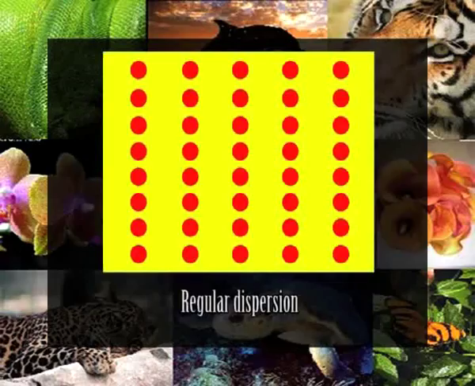Now, regular or uniform dispersion. In this type of dispersion, the individuals of a species distribute uniformly with almost equal distances between them. This type of dispersion is rare in natural ecosystems but common in man-made ecosystems like agroecosystems or tree plantations.